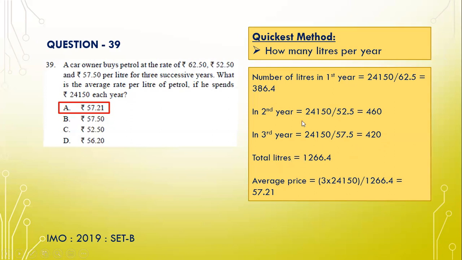So total liters is 386.4 plus 460 plus 420, which is 1266.4. And average price, what is the average price? Average price is total spent. So total spent is 24150 each year. So for 3 years, it is 3 into 24150, and total liters which he bought for all the 3 years is 1266.4, so average price will be 57.21 rupees.